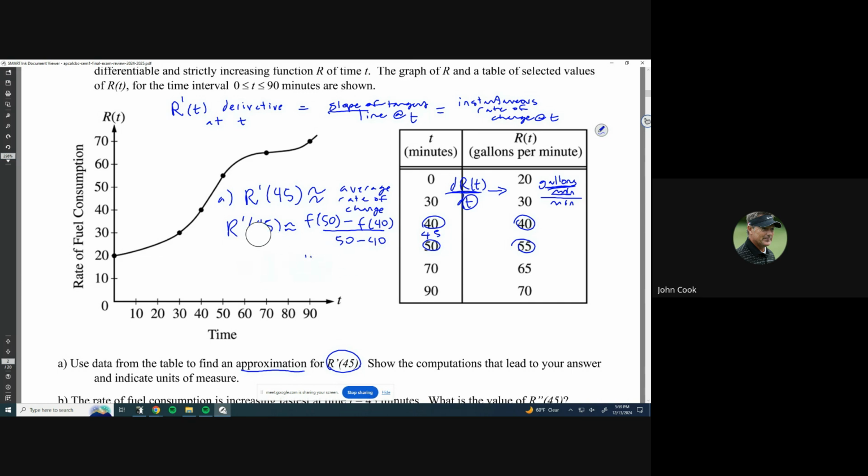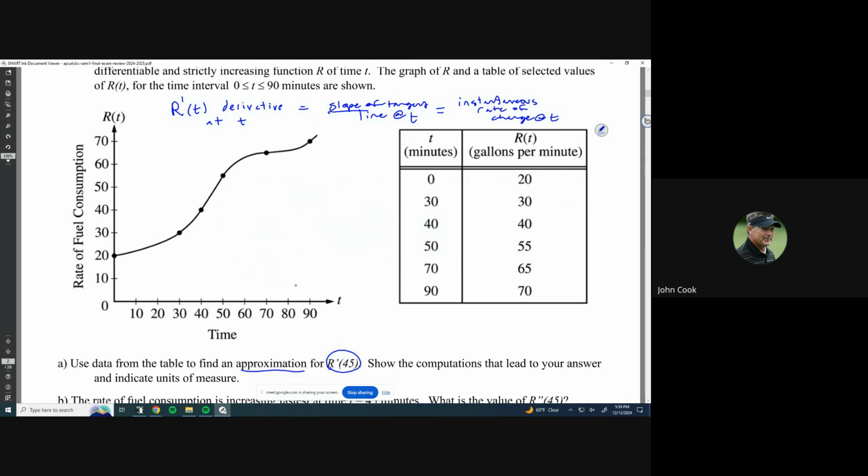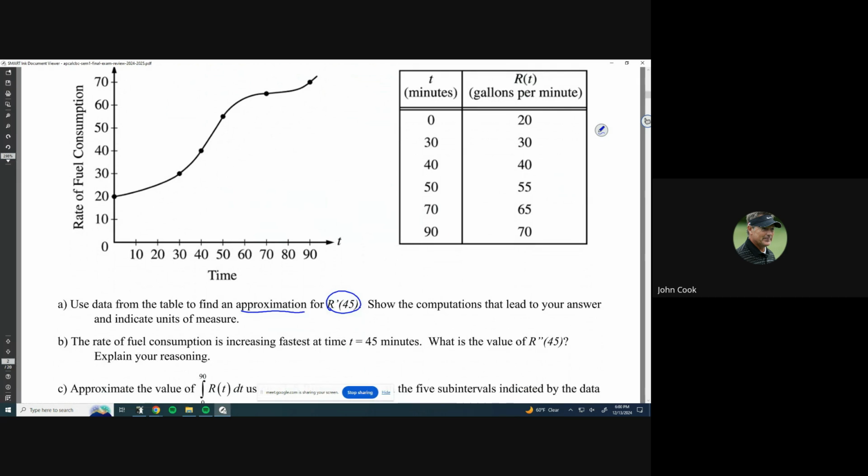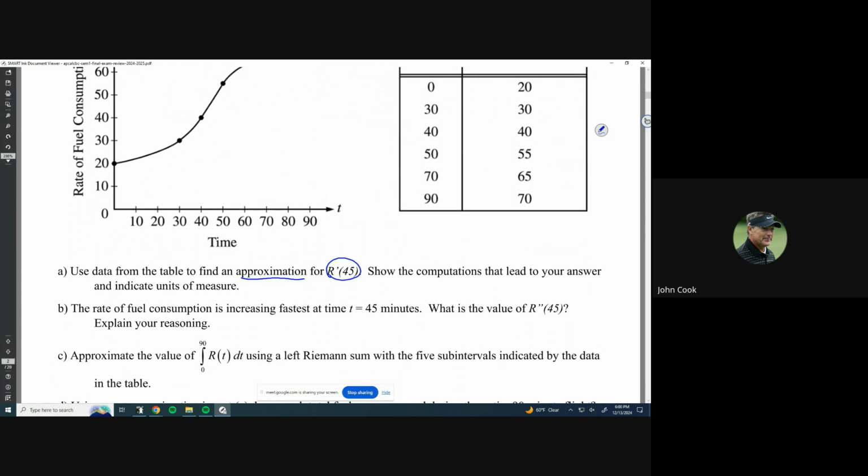Okay, now let's move on to part B. All right, so part B says the rate of fuel consumption is increasing fastest at time t equals 45. What is the value of R double prime of 45? Explain your reasoning. So when it says increasing the fastest, that's just word association. You should know that if it's increasing the fastest or decreasing the fastest, that's going to happen at the inflection point. Okay, so that's what I would say.